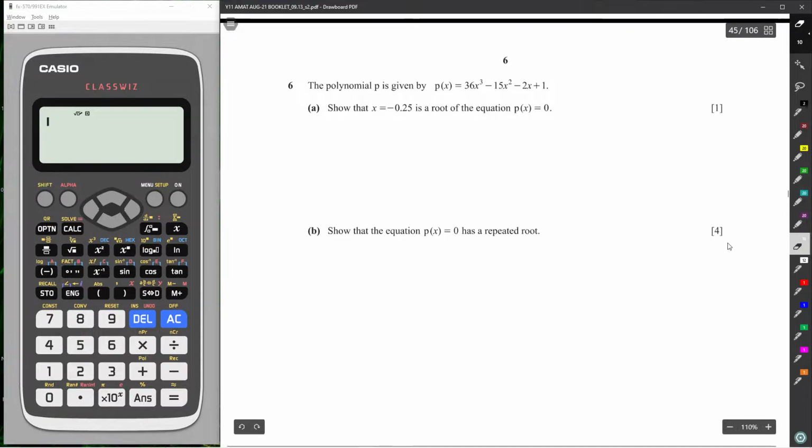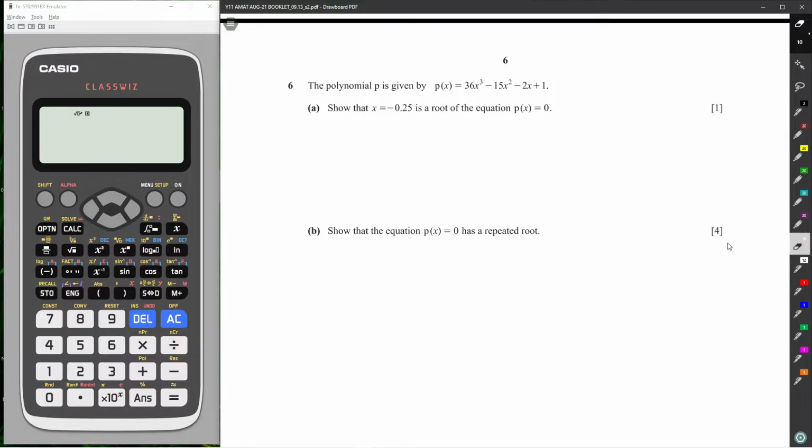The polynomial p is given by p(x) equals 36x cubed minus 15x squared minus 2x plus 1. A. Show that x equals negative 0.25 is a root of the equation p(x) equals 0.